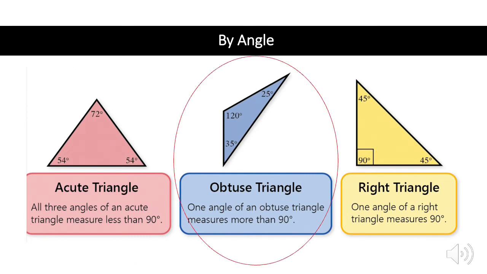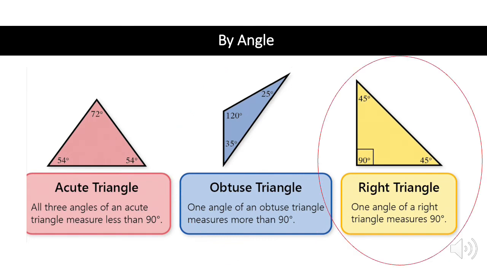In an obtuse triangle, one angle is larger than 90 degrees, the other 2 are smaller than 90 degrees. Remember, in a triangle, all angles equal 180 degrees. In a right angle triangle, one angle is a right angle or 90 degrees, the other 2 are smaller than 90 degrees. Remember, in a triangle, all angles equal 180 degrees.